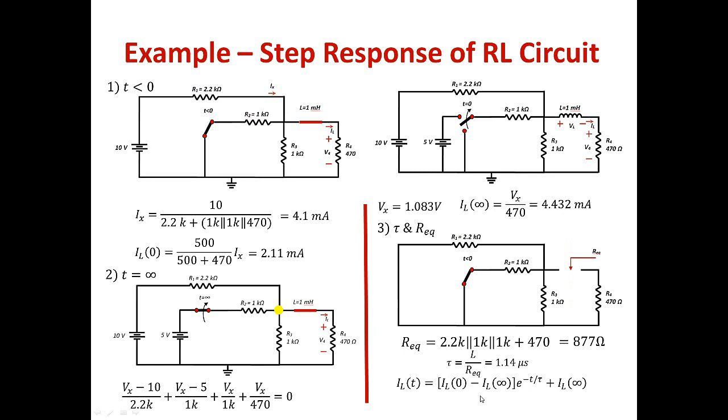So when I plug in those values, IL of t will equal minus 2.23 times e to the minus t over tau plus 4.432 milliamp for t greater than 0. This current is after switching. Before switching, the inductor current is DC, but after switching for t greater than 0, it will have this form. So now we know what the solution to the circuit is. Let's validate that using PSPICE Orcad.